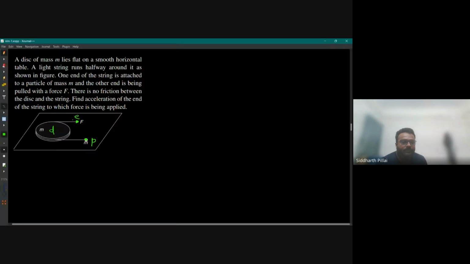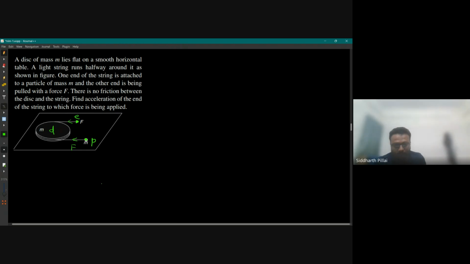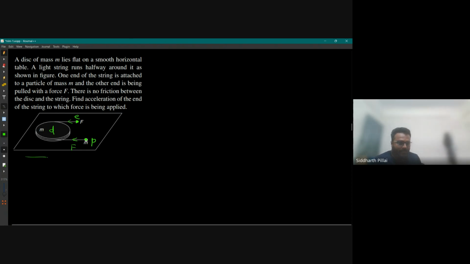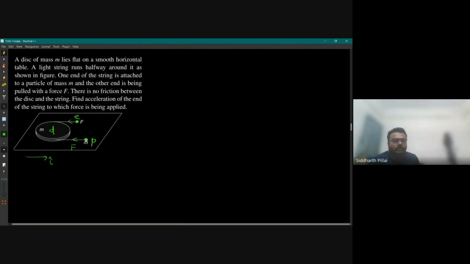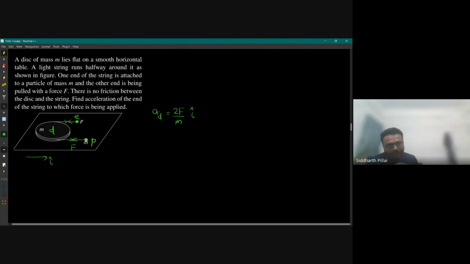Now, clearly, if this force F is applied on this string, the same force F would be here also, right? So let's write everything in vector form. Let's say this direction is I cap, so opposite to it would be minus I cap. So we know that you have two forces acting on the disk. So the acceleration of the disk would be 2F by M I cap. Correct?